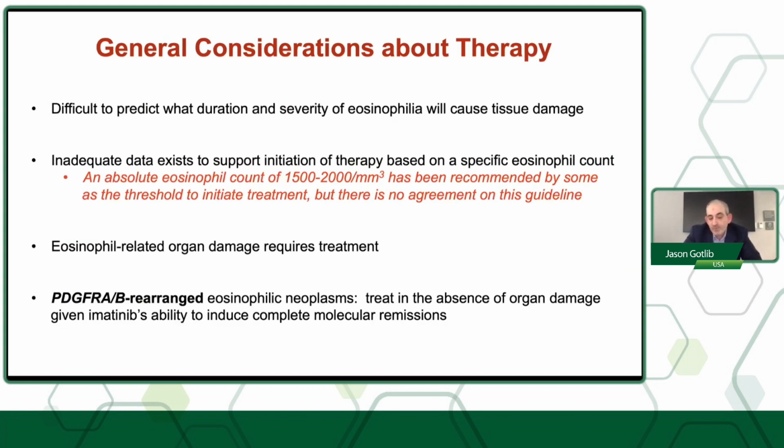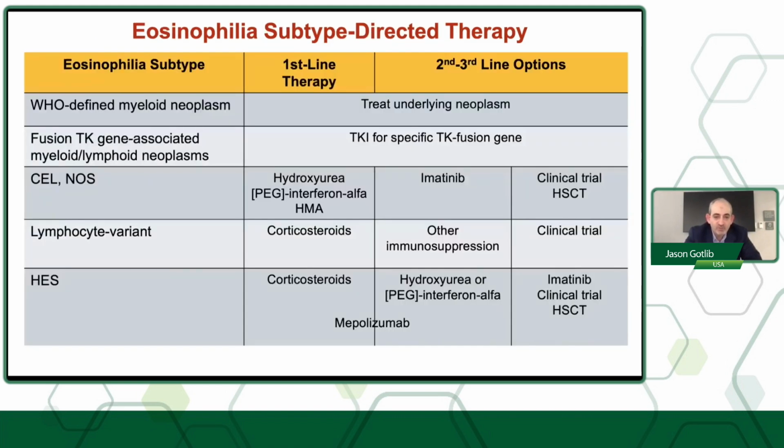And for those patients that have a rearrangement of platelet-derived growth factor receptor alpha or beta, because patients do so well, and we know that the morbidity of this disease over time is quite severe, these are patients that even in the absence of organ damage, we recommend treatment with imatinib, given its good tolerability and its ability to induce complete molecular remissions. So this is basically some basic pearls for eosinophilia treatment.